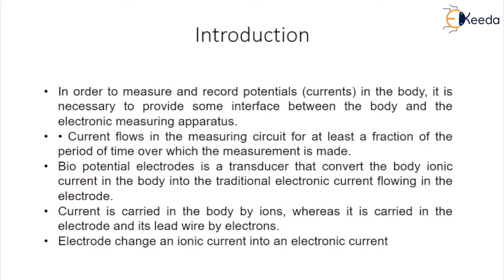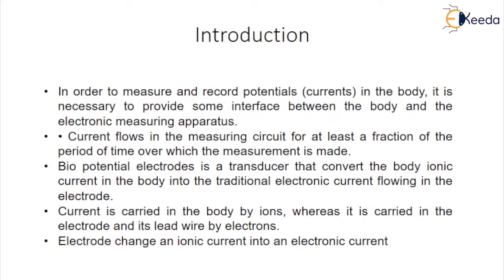Introduction. In order to measure and record potential currents in the body, it is necessary to provide some interface between the body and the electronic measuring apparatus. Current flows in the measuring circuit for at least a fraction of the period of time over which the measurement is made. A biopotential electrode is a transducer that converts the ionic current in the body into the traditional electronic current flowing in the electrode.